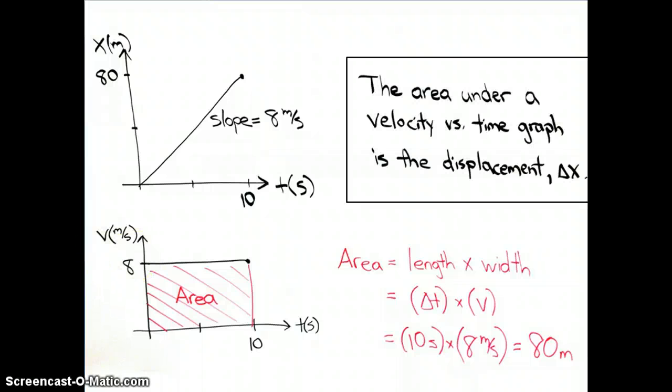So what this tells us is that the area under a velocity versus time graph is the displacement, delta x, the total change in position from your starting position to your final position. This doesn't give you any information about where you started, whether you started at a position of 20 meters or started at a position of 40 meters. It just says that you've gone from some starting position and you've added 80 meters to that.